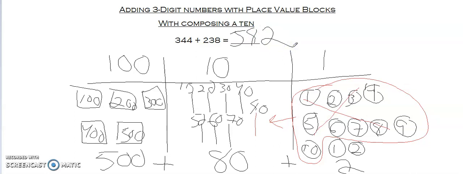A lot of mistakes students make are forgetting to count that 10 that they composed. They often do this when they count their hundreds first and then count their tens and then count their ones, because they would have counted their tens as 70 and forgotten to go back and count that extra 10 that they had composed. So that's why I suggest counting your ones first and then your tens and then your hundreds.